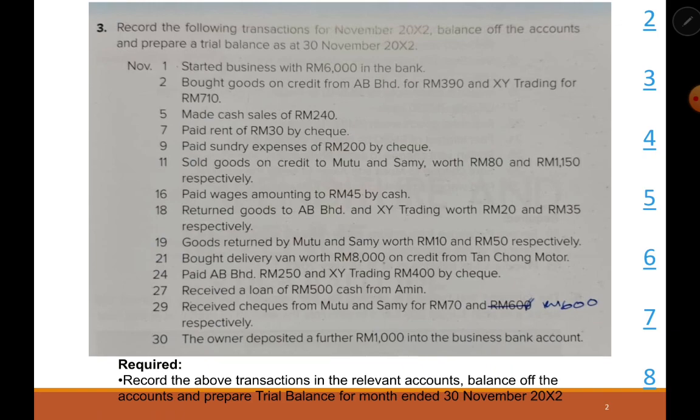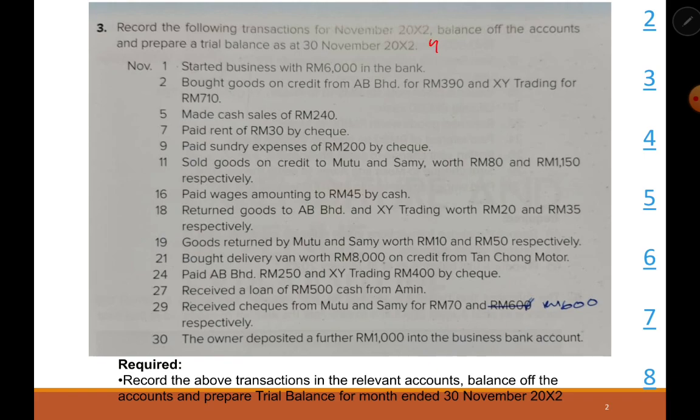Okay, the transaction is for the month of November. From 1st November until 30th November, you are required to record the above transaction in the relevant accounts, balance off the accounts and prepare the trial balance. Okay, we started with the first transaction. Started business with 6,000 ringgit in the bank.